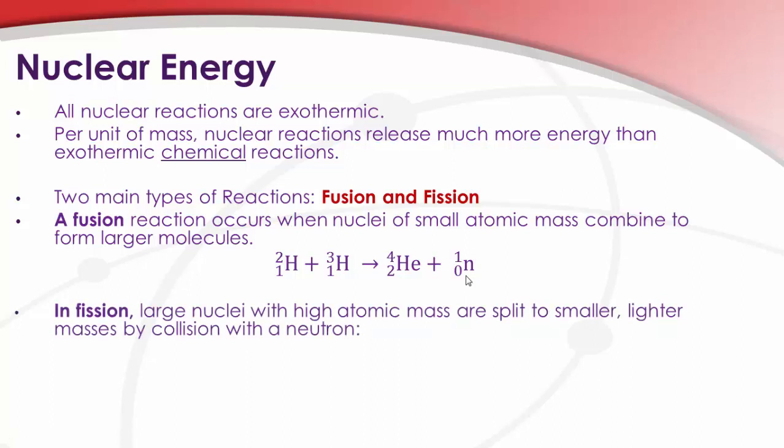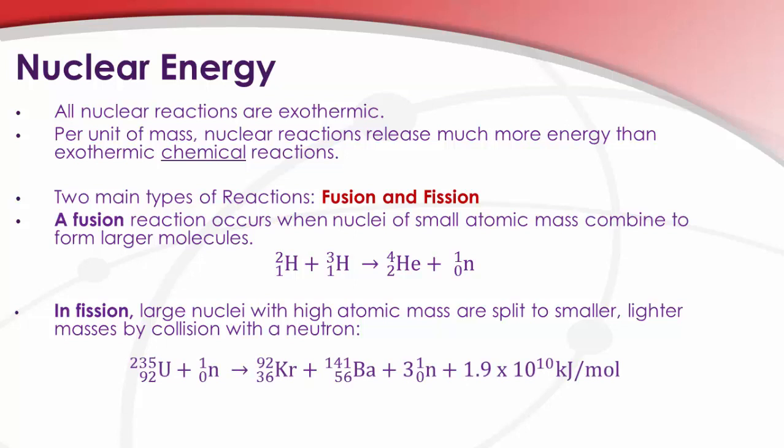In fission, we have a situation of, instead of putting small atoms together, we have large nuclei and we break them apart. So here's an example. Here we can bombard uranium with neutrons and produce two smaller atoms, krypton and barium, and three neutrons, as well as a very large amount of energy. And so this gives us a good perspective of why nuclear reactions proceed so well. We put one neutron in, we get three back out, so this reaction can proceed very quickly once it gets started.